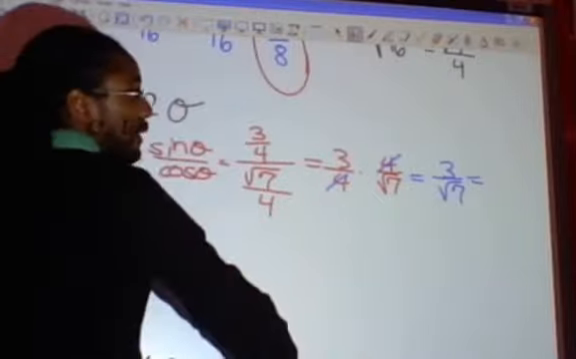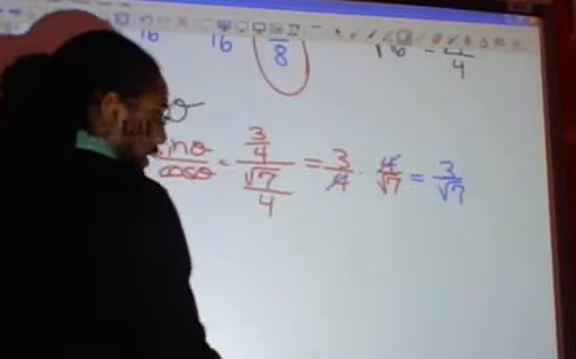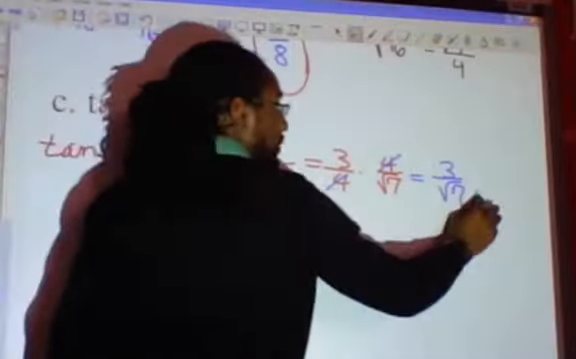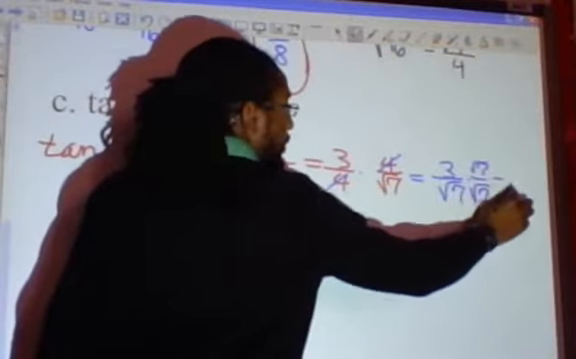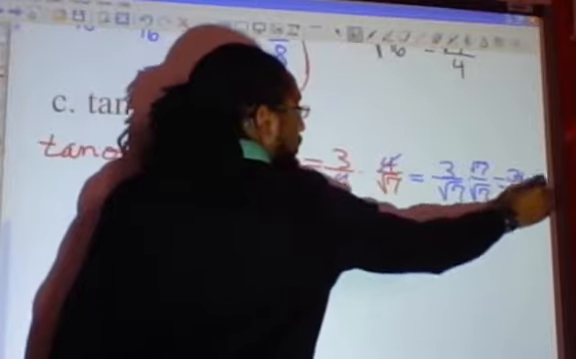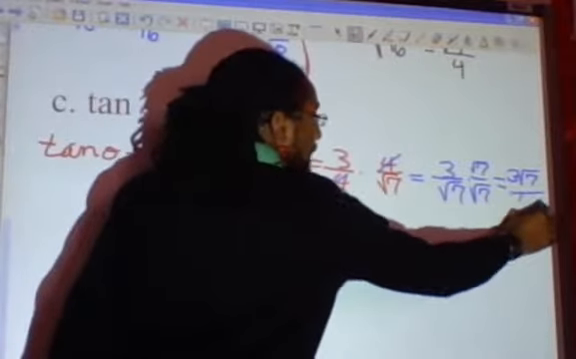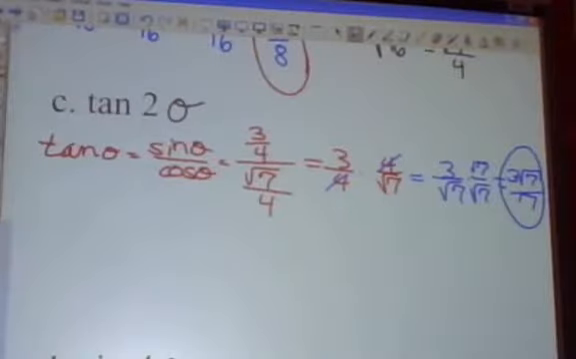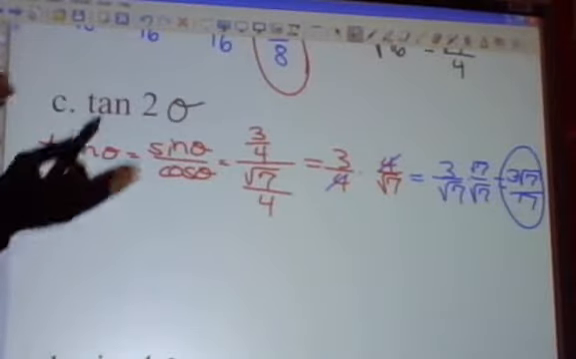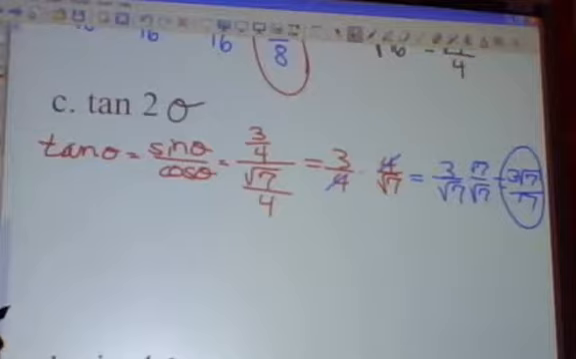Because we cannot have a radical in the denominator, we need to go ahead and multiply the top and bottom by square root of 7, to be rid of the radical in the denominator. So that'll give us 3 square roots of 7 over 7. So that's tangent. If that's tangent, then we can use that to help us find the tangent 2 theta, or tangent double angle.